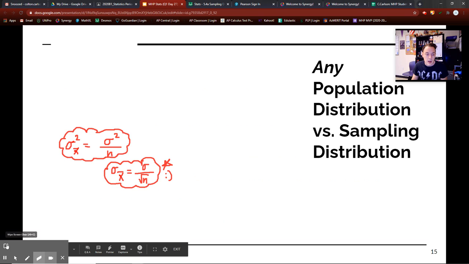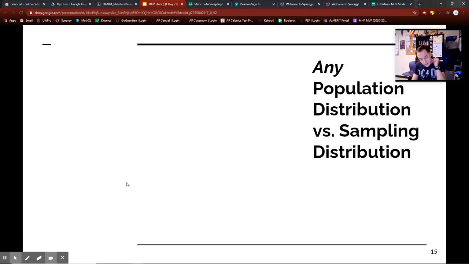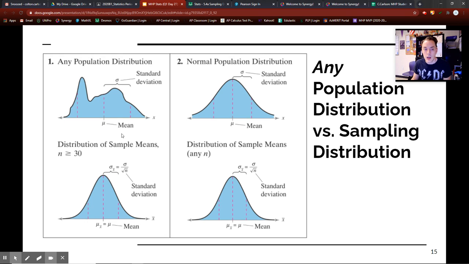Fantastic. So before we get into examples, let's solidify this by using graphs to compare the population and the samples. Look at these 4 graphs. On one side I have any population distribution, and underneath I have the distribution of the sample means when n is greater than 30. Okay? And then on the second side I have the normal population distribution, and also the distribution of the sample means of any n. What does this mean?